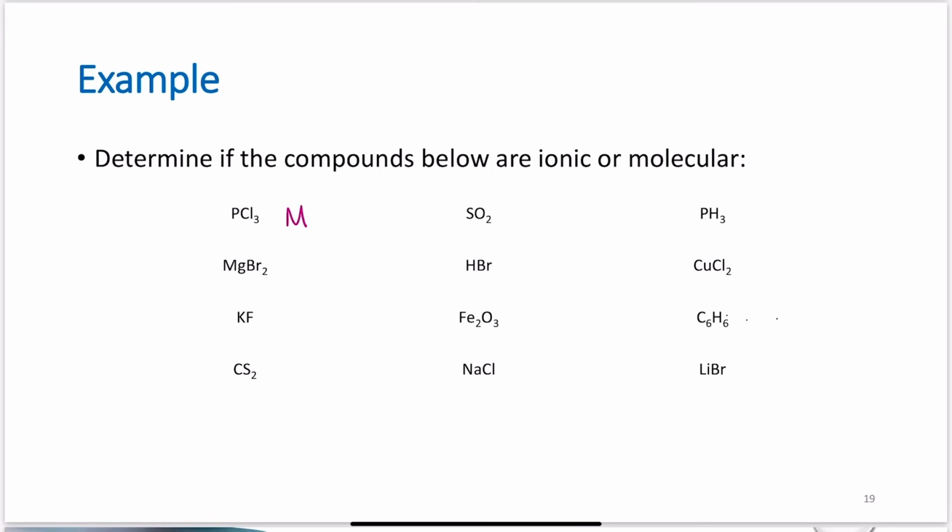Magnesium bromide. Magnesium is under group 2. It's an alkaline earth metal. Bromine, one of my halogens, group 17, nonmetal. So I've got a metal and a nonmetal. This is definitely ionic.